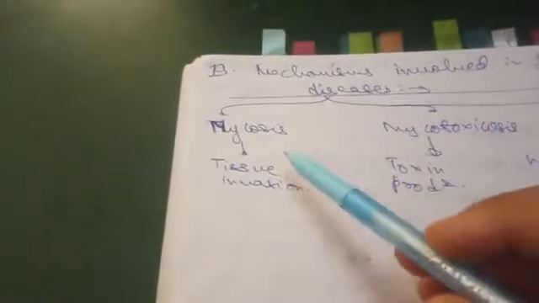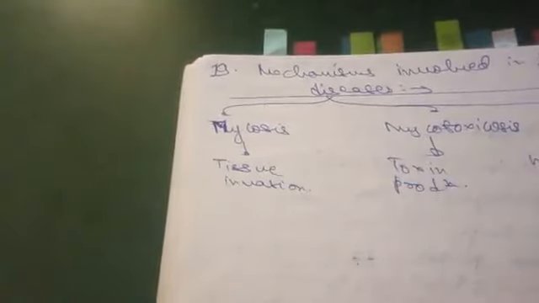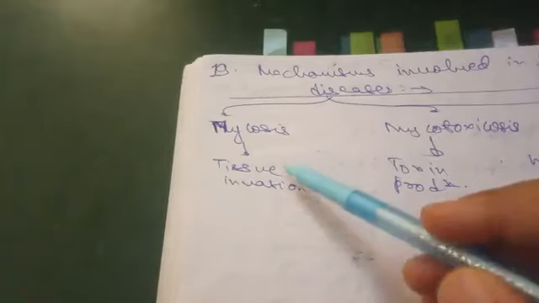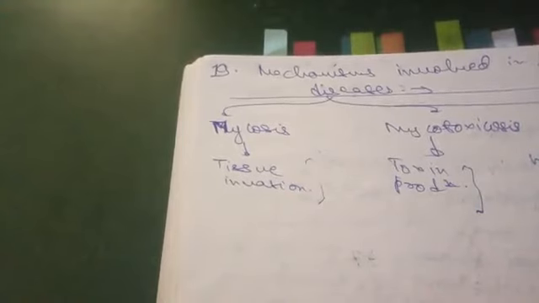The last point of this chapter is the mechanisms involved in fungal diseases. There are three mechanisms by which a fungus causes disease: mycosis, mycotoxicosis, and induction of hypersensitivity. Mycosis, that is tissue invasion. Mycotoxicosis, that is toxin production. And induction of hypersensitivity, that is the fungus will be able to induce hypersensitivity in the tissues.